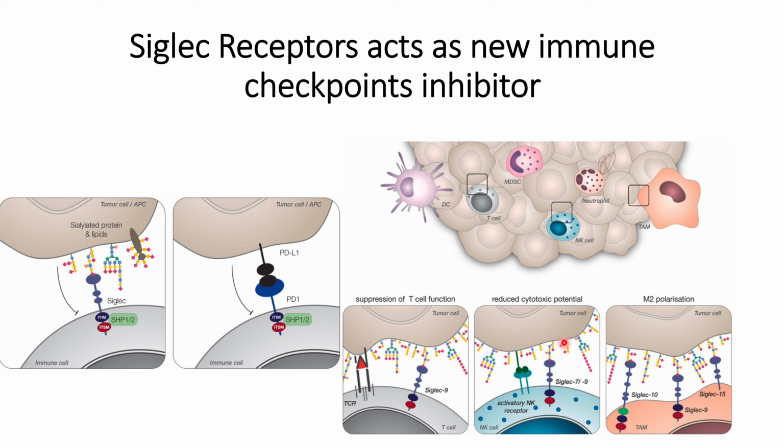So these are just three examples shown here, on the T cells, NK cells, and tumor associated macrophages, of how sialic acid and Siglec receptor interactions lead to the suppression of the immune response. I hope you got an idea of how the Siglec receptors act as new immune checkpoint inhibitors.